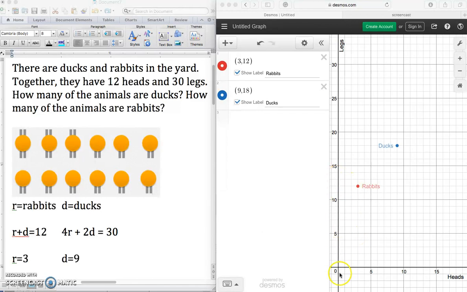And first we are going to label our x-axis for the heads. So our head count will come down here. And then we're going to label our y-axis, as you can see right there, our legs.